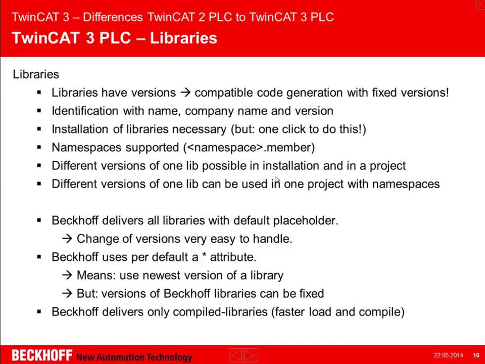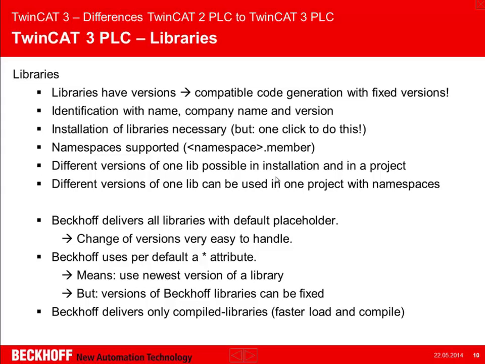So are different versions of one lib possible in an installation? Yes, of course. So they're located on the hard disk. And you can also use different versions of a library in one project if you want. So version 1, version 2, and of course you need namespaces for version 1, version 2, and then you can access with namespace.member to different function blocks or data types.